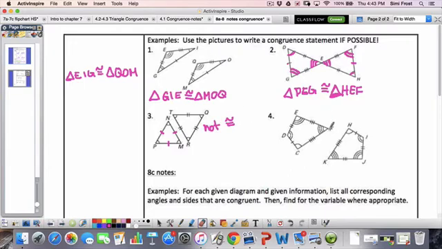All right, this last one I'm going to leave for you. You do not need a triangle in front of it because it's not a triangle. You just need to go ahead and write the 4 letters in whatever order, if it's possible, that they're congruent, and just make sure you match them up correctly.